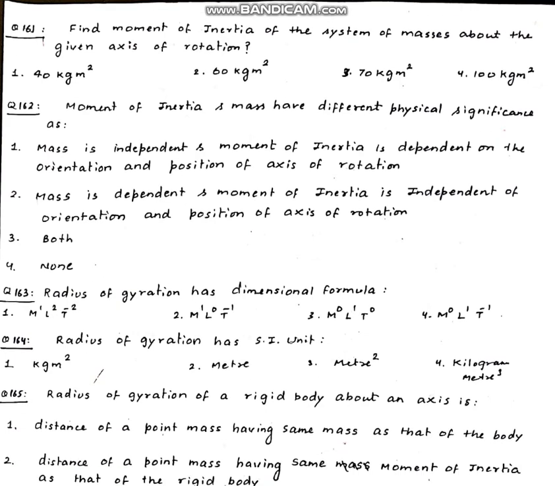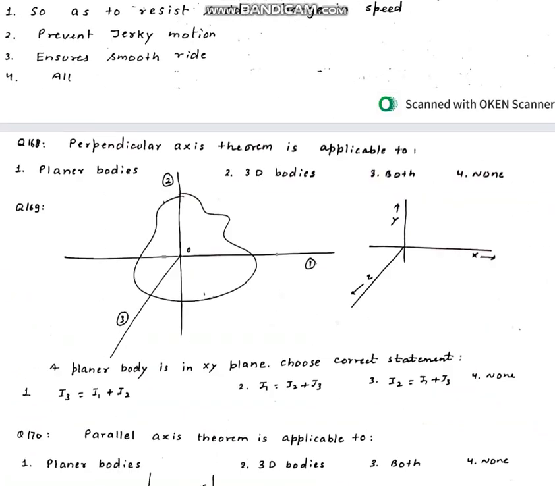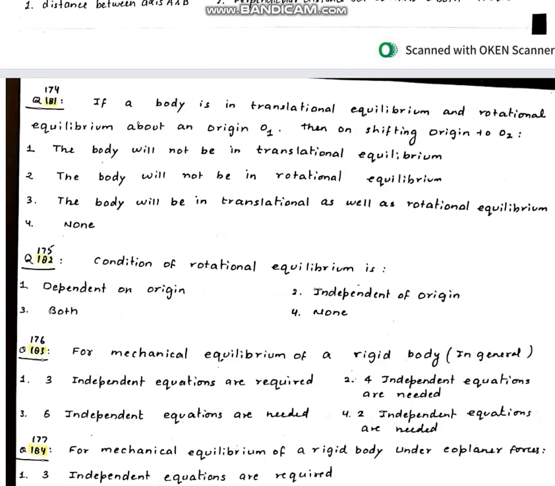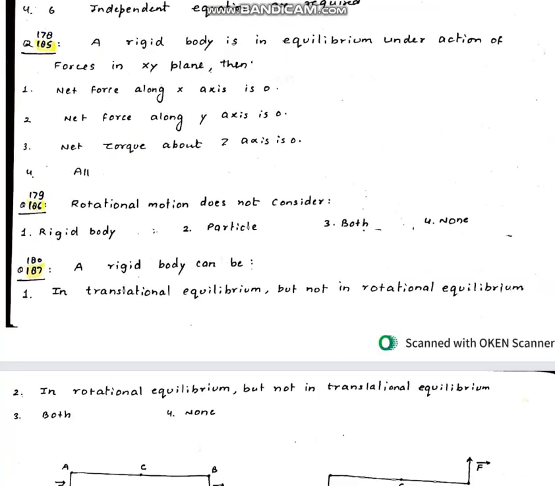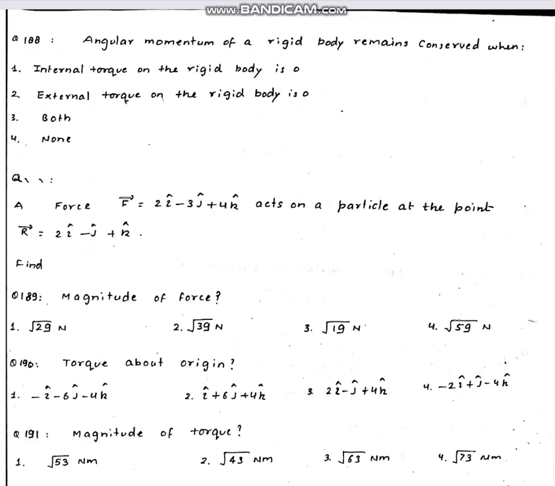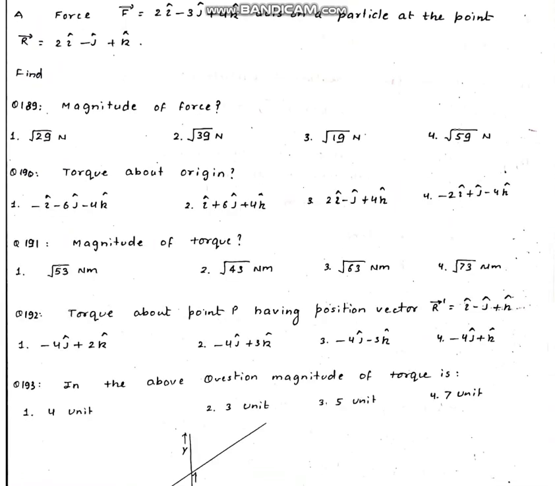Then we need to find moment of inertia, radius of gyration at different points. Then we have parallel and perpendicular axis theorems. Then we have translational and rotational equilibrium. Then we have the conditions for translational and rotational equilibrium. Then we have angular momentum. Then a question based on force and position vector.